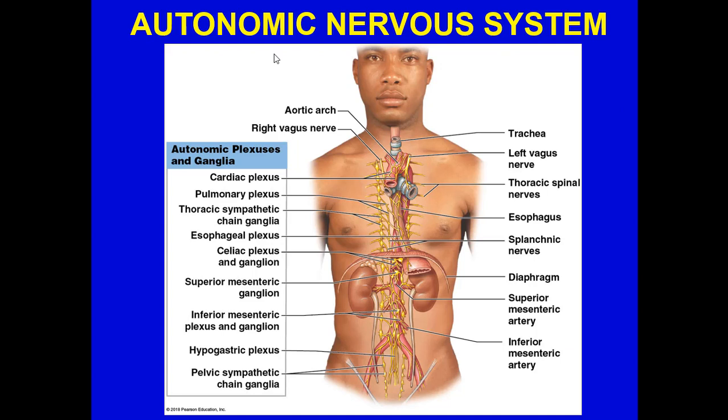Now, if we take a look at this image here, we have a variety of plexuses and ganglia that you will see. Some of them are going to play a key role in ANS processing of information, either parasympathetic or sympathetic. But you need to be aware that the variety of plexuses may contain some of the nerves involved in the ANS.